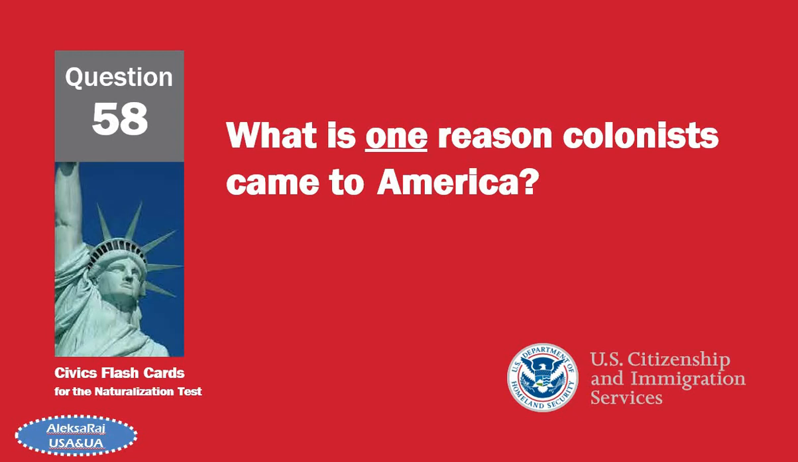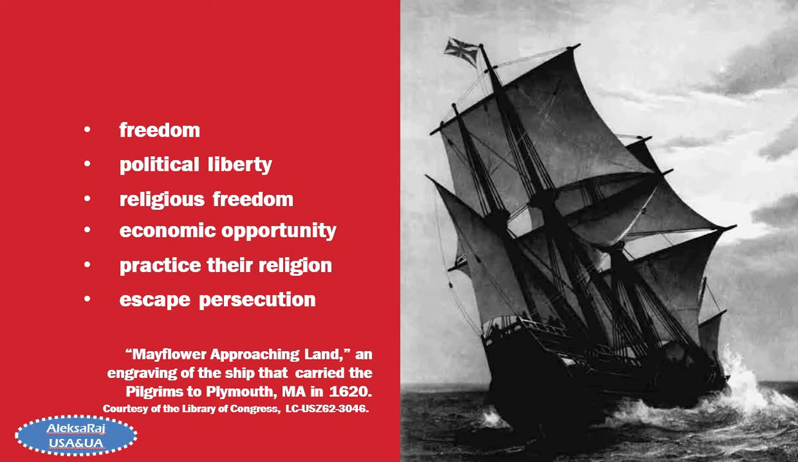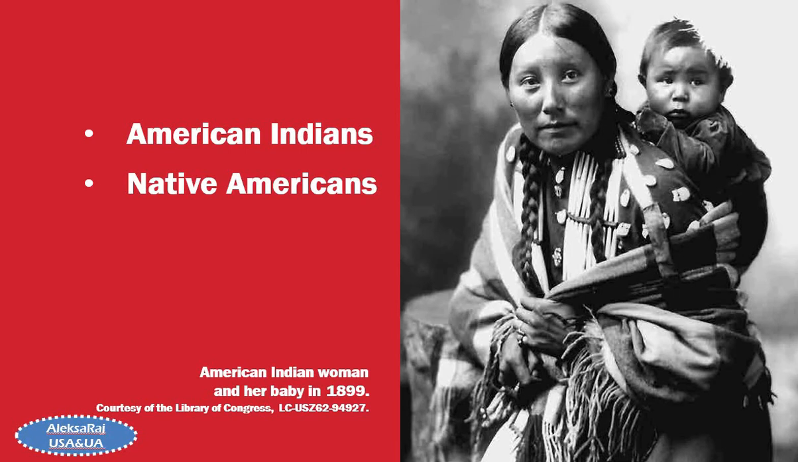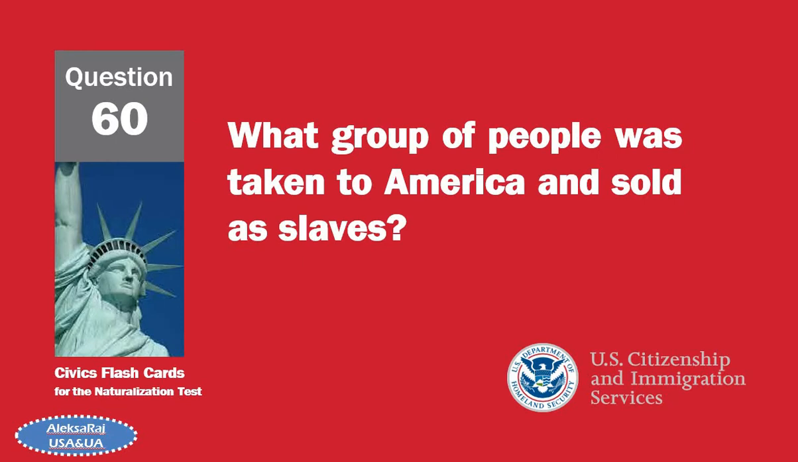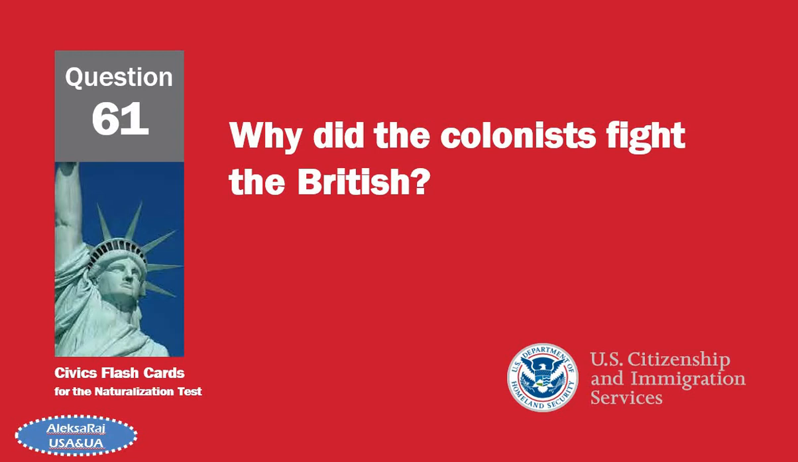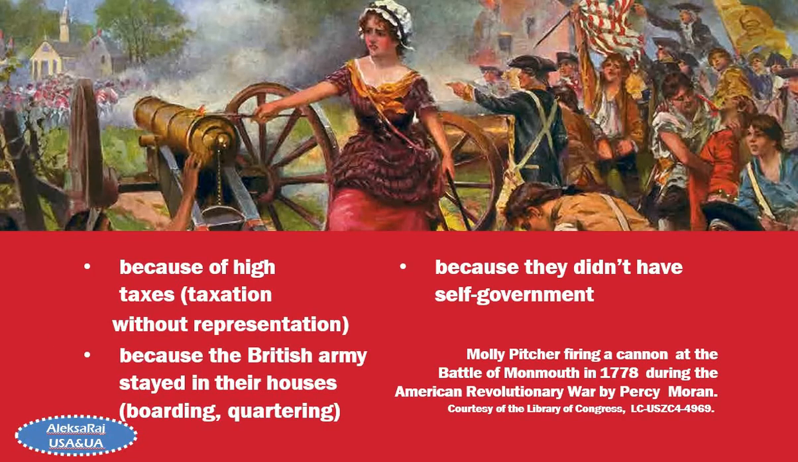What is one reason colonists came to America? Freedom, political liberty, religious freedom, economic opportunity, to practice their religion, to escape persecution. Who lived in America before the Europeans arrived? American Indians, Native Americans. What group of people was taken to America and sold as slaves? Africans, people from Africa. Why did the colonists fight the British? Because of high taxes without representation, because the British Army stayed in their houses (boarding, quartering), because they did not have self-government.